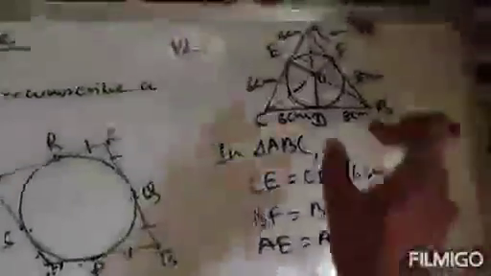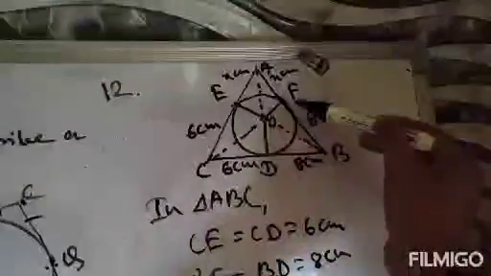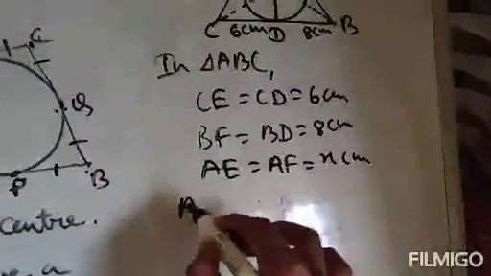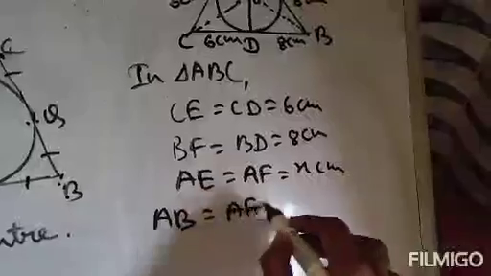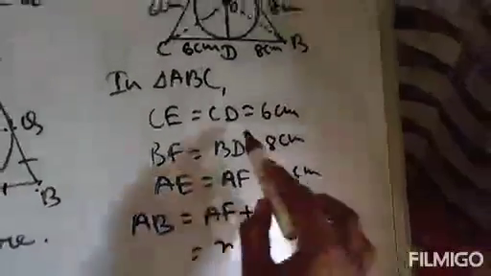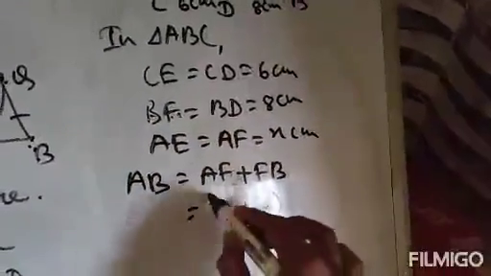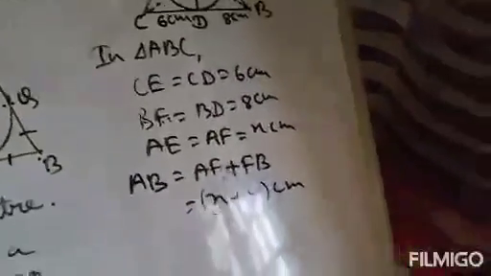So next we can say that AB equals AF plus FB. Now see, AF is x centimeter and FB, that is BF. BF is FB, so the same, 8 centimeter. So AB is x plus 8 centimeter.